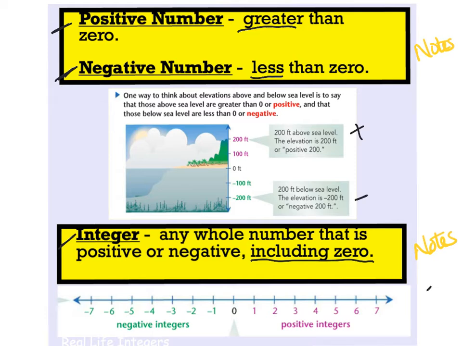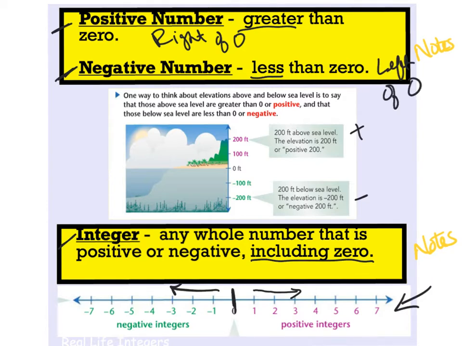Down here at the bottom, we have a number line. Here's 0 right in the middle. Anything to the right of it is positive. Anything to the left of it is negative. So this is right of 0 on a number line, and less than 0 would be left of 0.